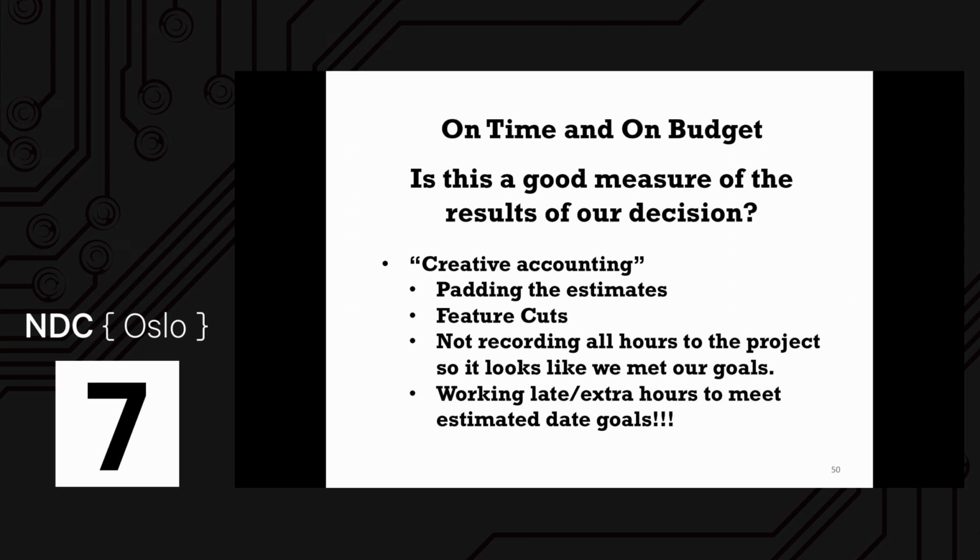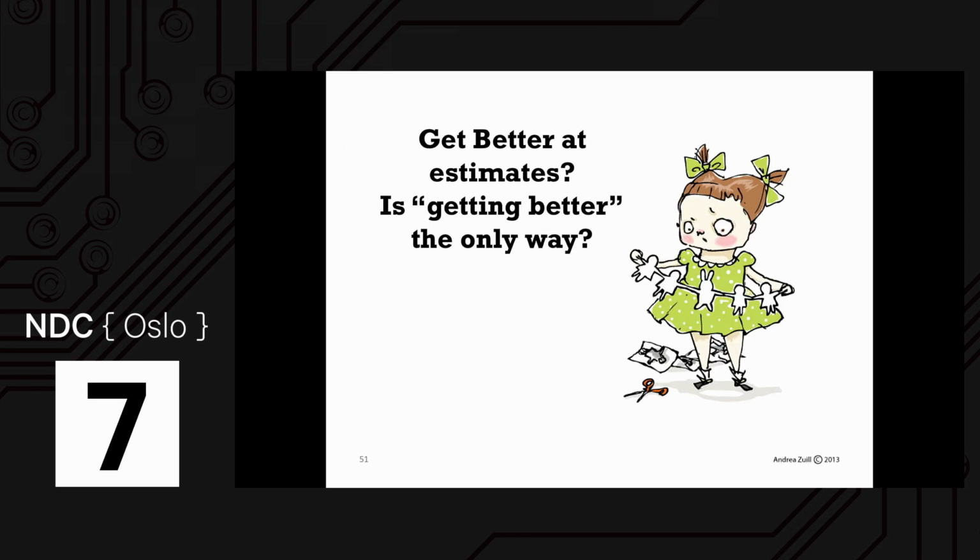But these kinds of creative estimating mechanisms, or I should say creative accounting around it, ruin our chance of having good data, if good data could help us. I'm going to suspect good data wouldn't. So I would ask this question: is getting better at estimates actually going to help? If it's just a symptom, it probably won't. Is getting better the only way?